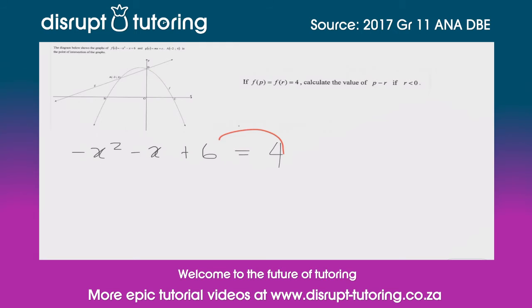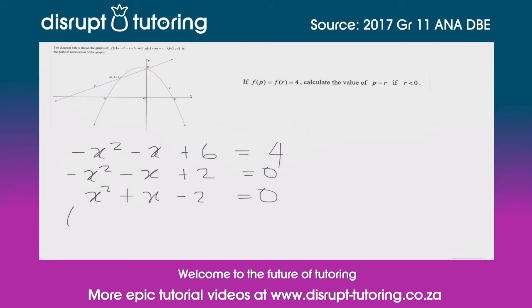Right, so let's see how we can do this. We're going to bring this 4 across to leave a 0 on that side. So that's our first step. So it's minus x squared minus x. And then when we bring the 4 across, it's going to be subtracting from the 6. And that's going to give us plus 2 equals 0. I really don't like that negative. So let's divide everything by negative 1. So that's going to give me x squared plus x minus 2 equals 0.